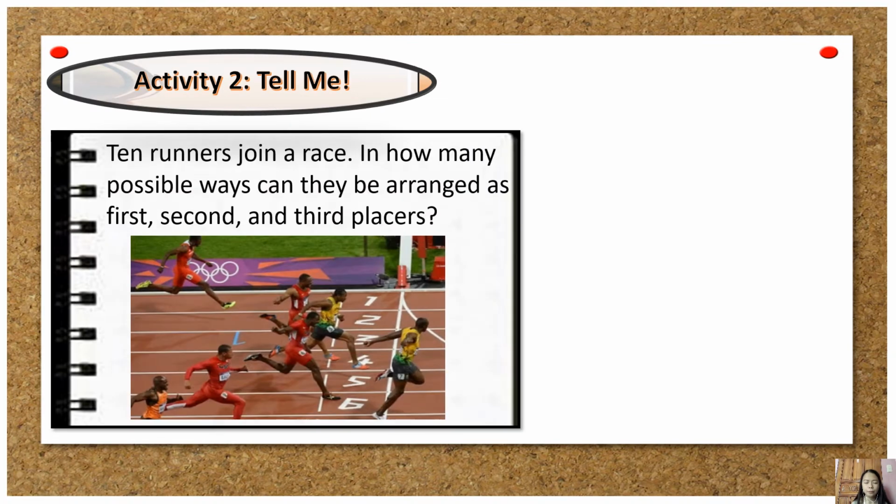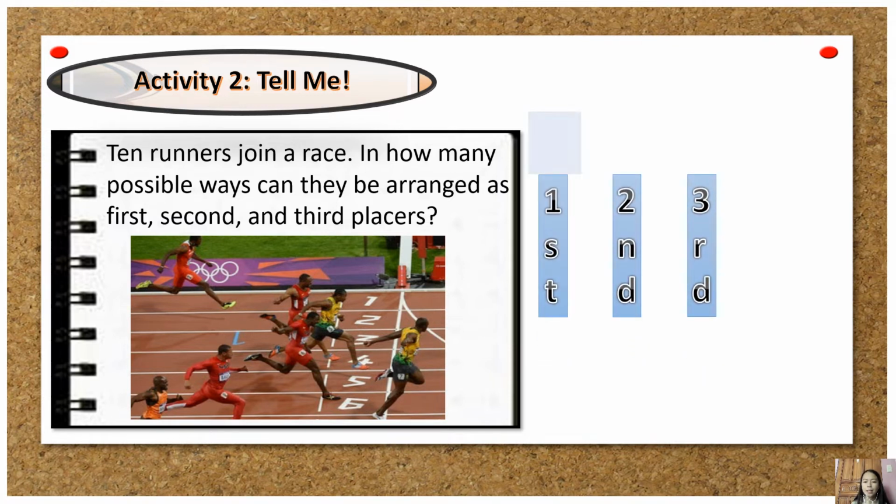Okay, another example. Same lang do sa runner, but this time, 10 runners join a race. 10 na sila. In how many possible ways can they be arranged as first, second, and third placer? Again, ilan ang possible na pwedeng maging first placer? Ilan yung pwedeng maging second placer kung meron nang napili or kung meron na nanalo as the first placer? At ilan din yung pwede na maging third placer kung meron ng first and second placer?